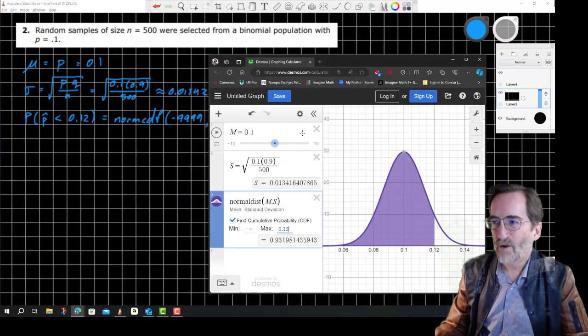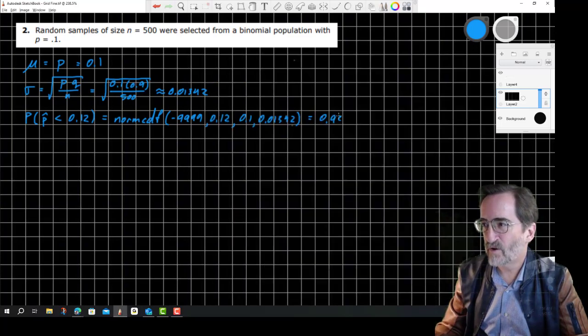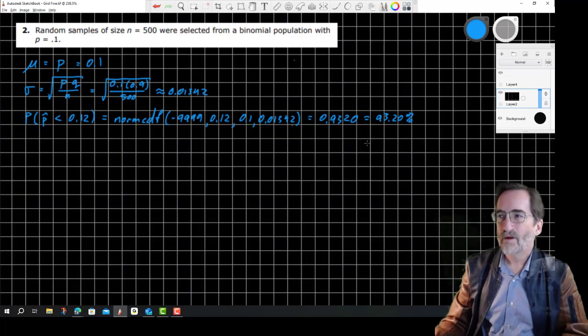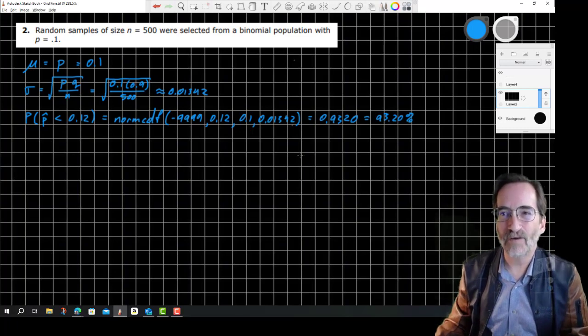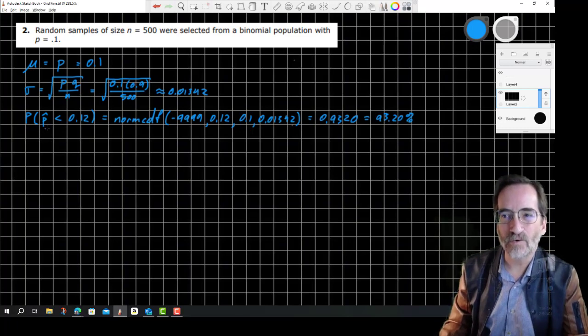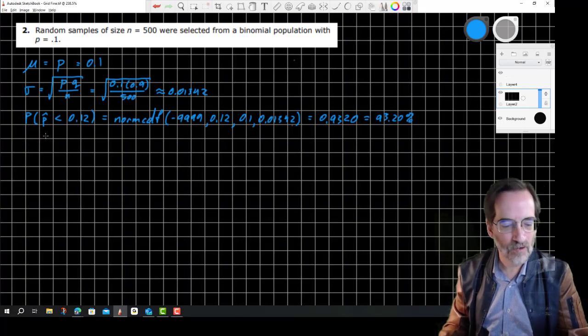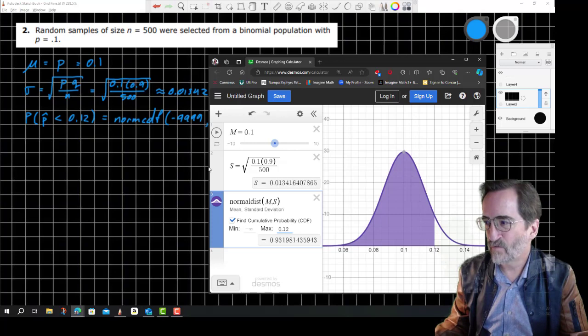Okay, and we get 0.93198, so 0.9320, or 93.20%. Okay, so 93.20% of the time we estimate we're going to get a ratio of wins to total that is less than 0.12. Okay, all right. And so that's using a normal distribution with the ratio 0.1.